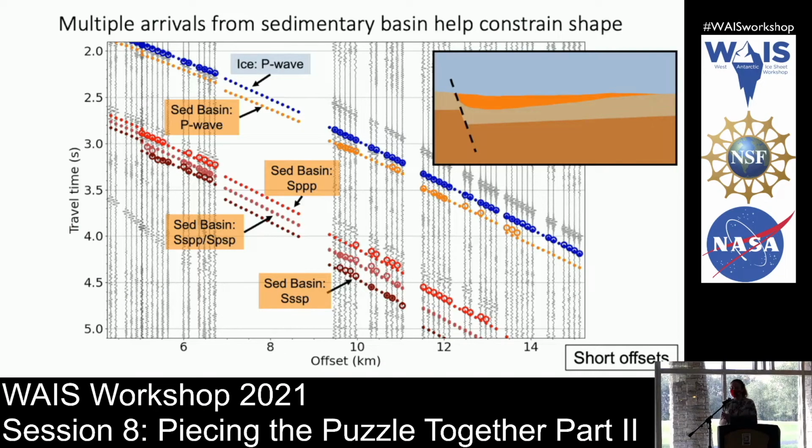So firstly, looking at the seismic data, from examining the seismogram, we found reflections from the bottom of a half-graben-shaped sedimentary basin. The dots are showing the modeled reflections from the bottom of the sedimentary basin, and the open circles are the reflections I've picked in the seismogram. So you see the P-wave reflection and multiple other converted reflections from the bottom of this half-graben basin.